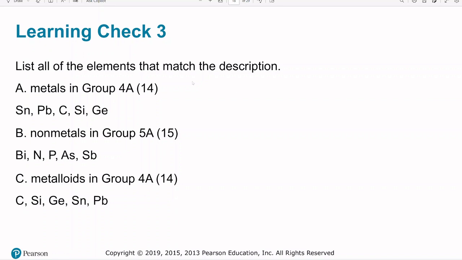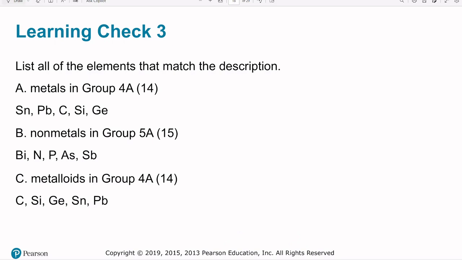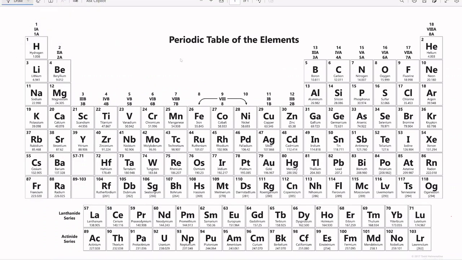Next, we'll match the following elements with the description. Let's go over to the periodic table. So first we have the metals in group 4A. Next we have the nonmetals in group 5A. And finally, metalloids in group 4A. So let's first define our dividing line.